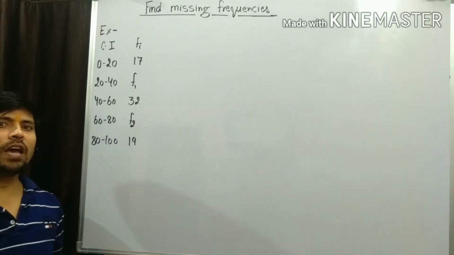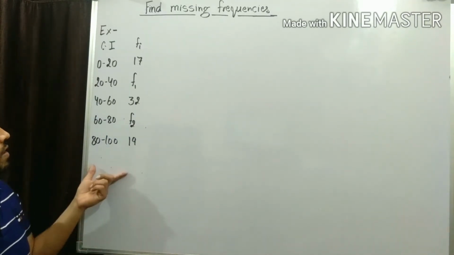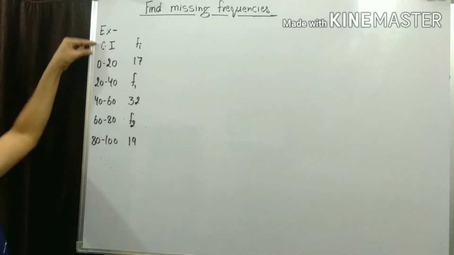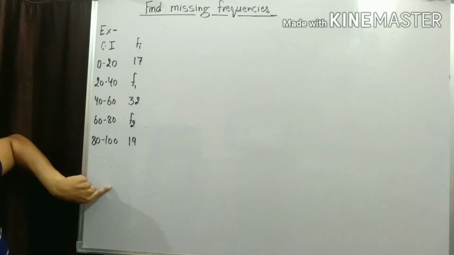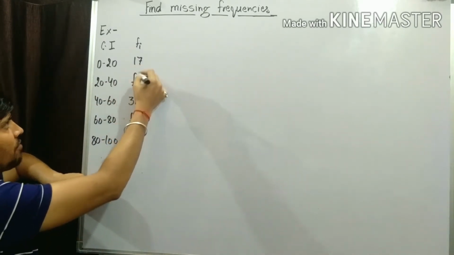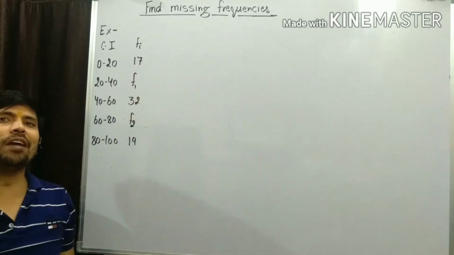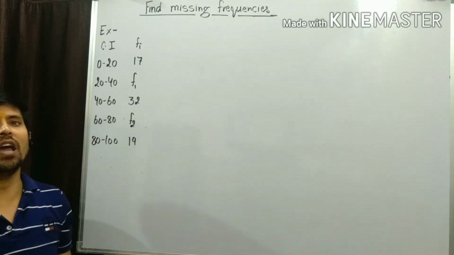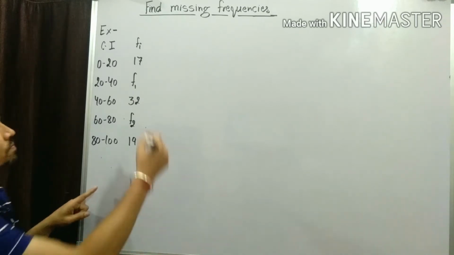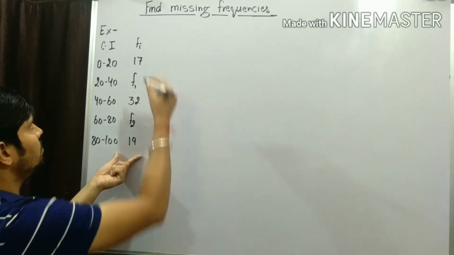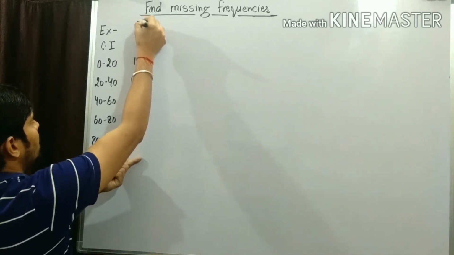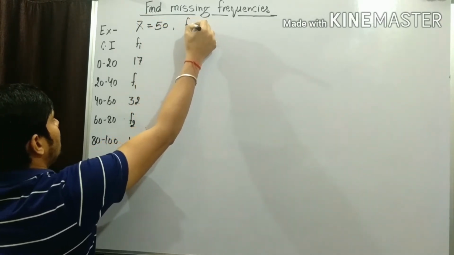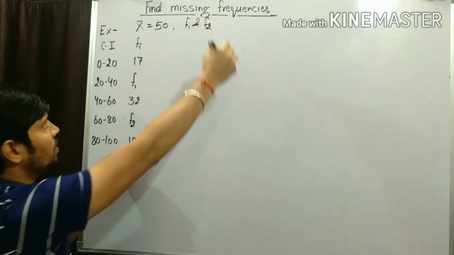Now one more example I have taken here to find the value of missing frequencies f1 and f2. You can see the class intervals are given and the frequencies are given, but here two frequencies, f1 and f2, are missing, and we have to find the value of these missing frequencies. The mean is given, x bar is 50, and we have to find the values of f1 and f2.